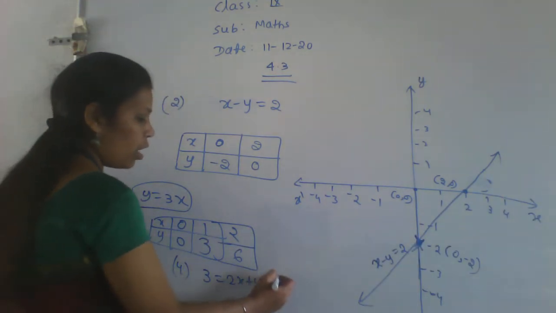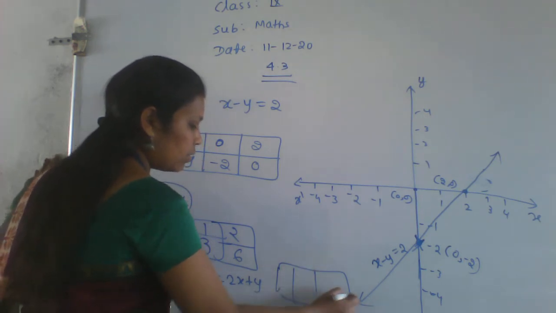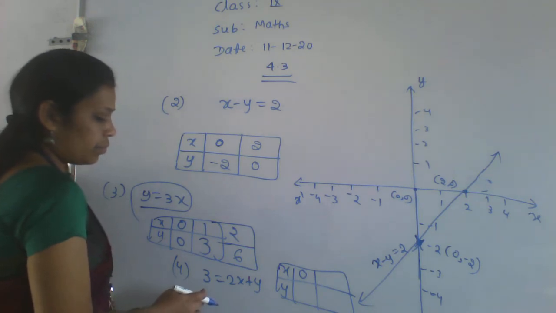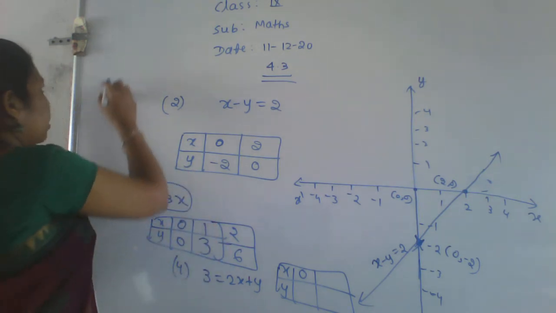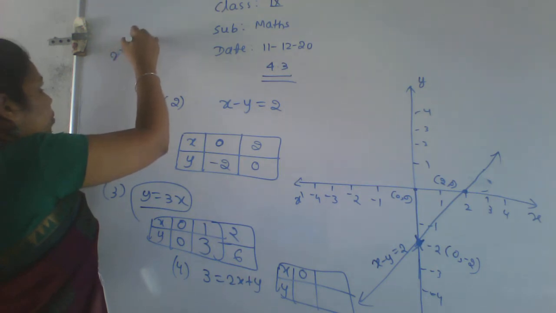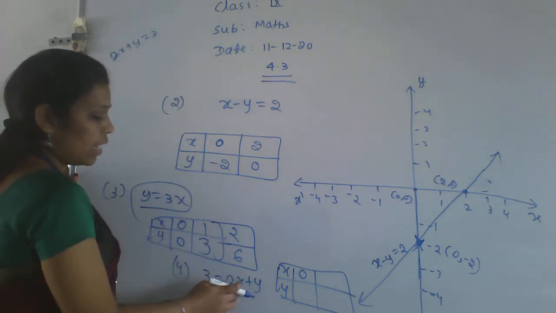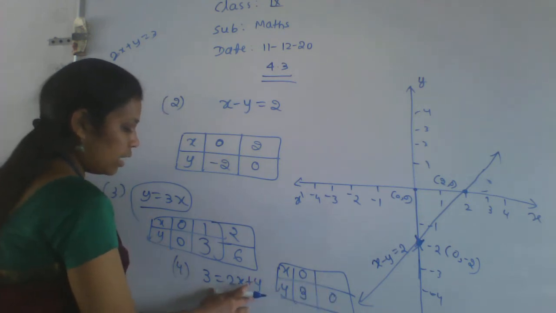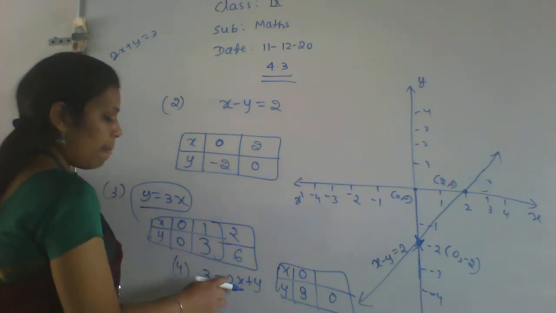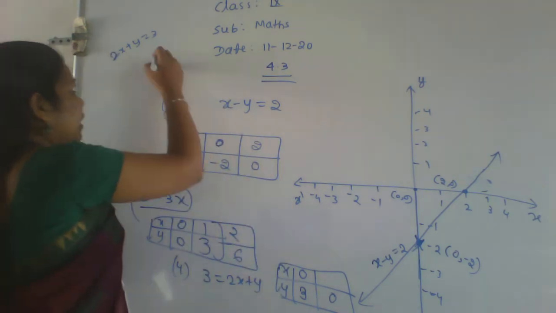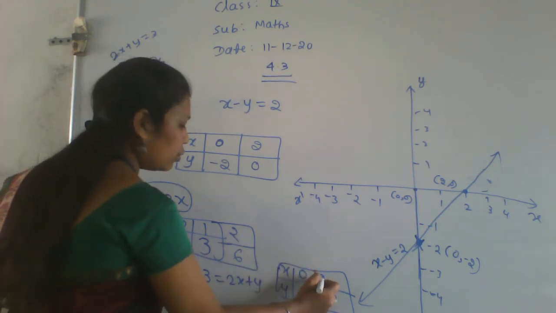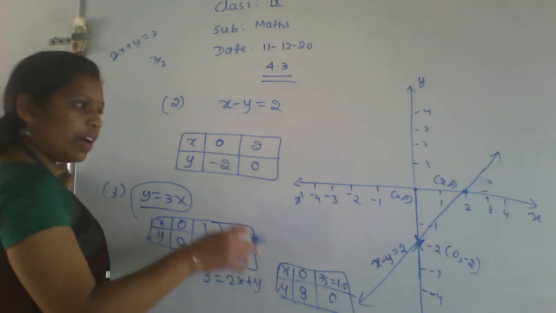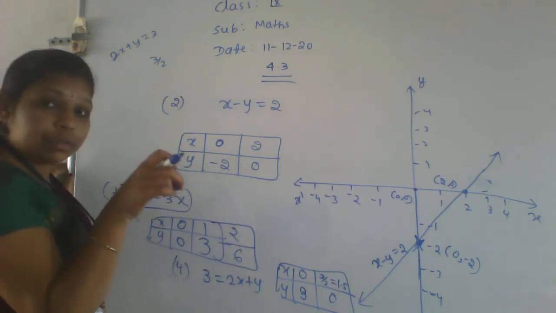Again here also, how to do this one? Find the x and y values. If you put x is equal to 0, take this one to this side. 2x plus y is equal to 3 is there, right? Yes. If x is equal to 0, y is equal to 3. If y is equal to 0, then x is equal to what? That is 3 by 2. 3 by 2 is nothing but 1.5. Okay, 1.5.